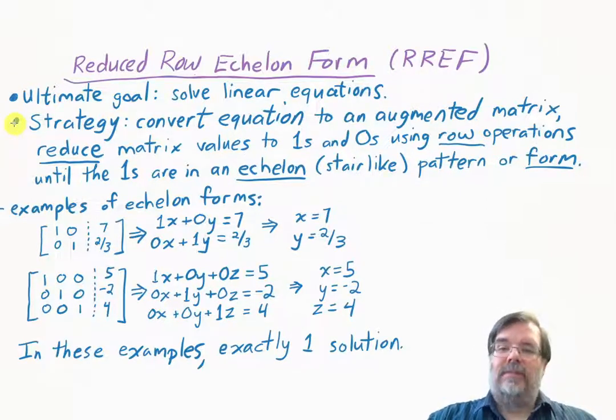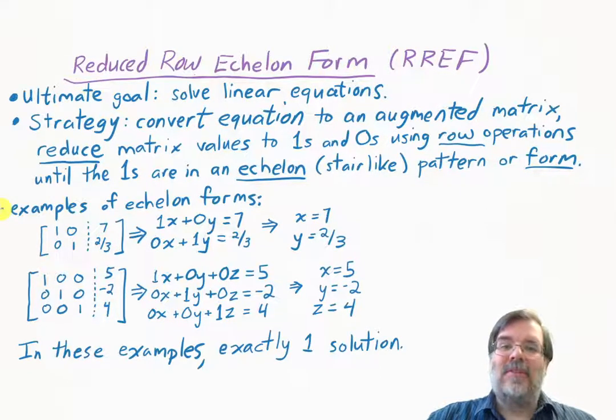And this is our strategy. We're going to convert an equation from any of those forms to an augmented matrix. And then we will reduce the matrix values to ones and zeros using row operations until the ones form an echelon, which is a word meaning stair-like or kind of diagonal, an echelon pattern or form. And that's why this is called reduced row echelon form. It's what the matrix will look like when we're all done.